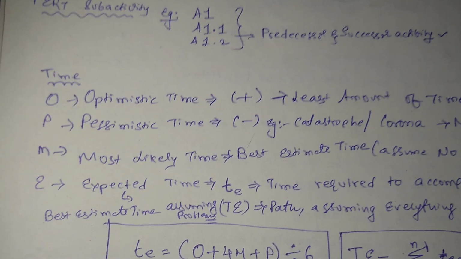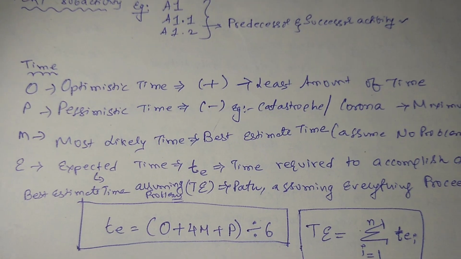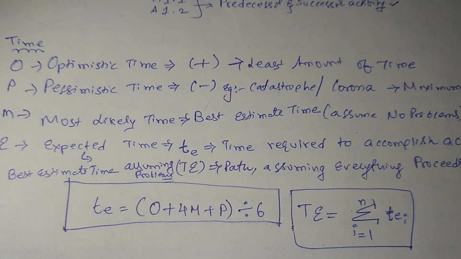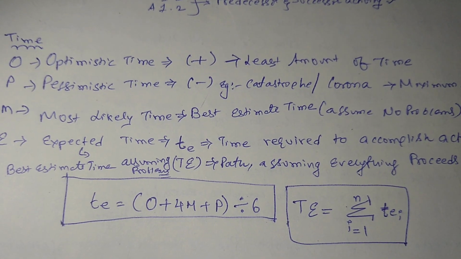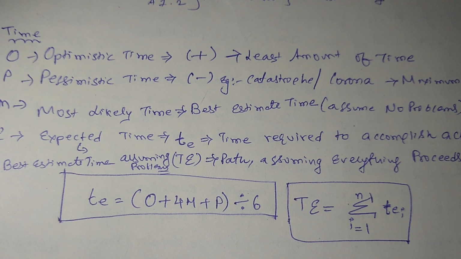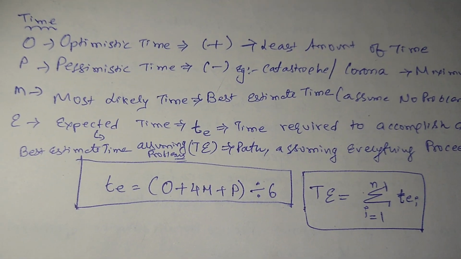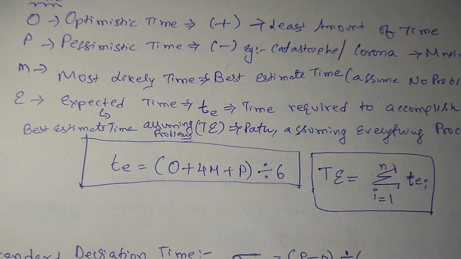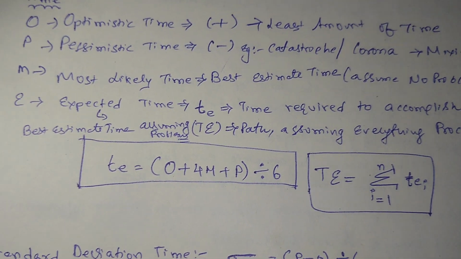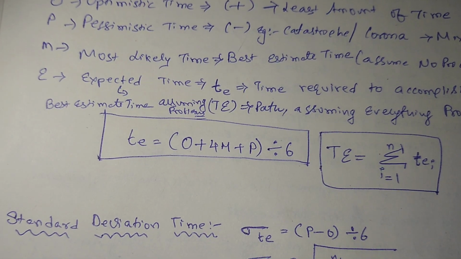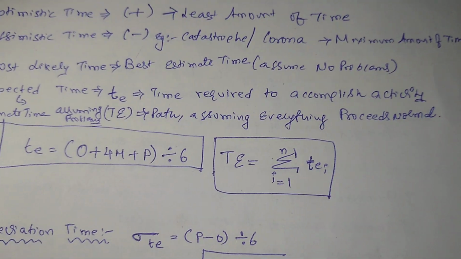Now we have seen the three different times. Optimistic time is the least amount of time which may be needed. Pessimistic time is when, because of some problem, there is a delay in the project, for example right now corona is causing so many delays in projects. And M is the most likely time, it is the best estimate time, assuming no problems. And E is the expected time, that is the time required to accomplish the activity.